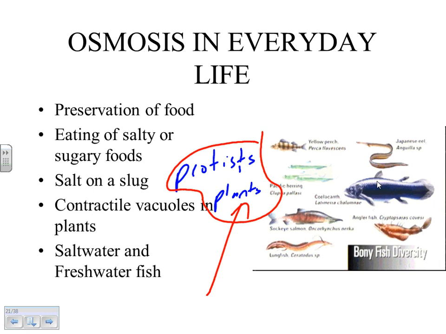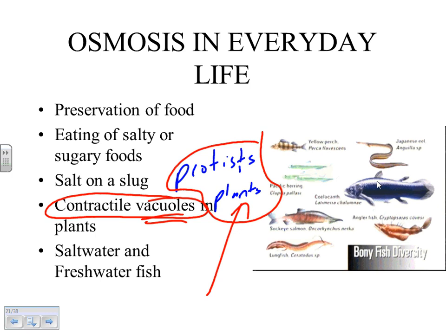To keep from bursting or to keep from having pressure problems, lots of protists and lots of plant cells have structures called contractile vacuoles. Now we know vacuoles store things, but these vacuoles not only store things, in this case water, they also act as pumps. They help to pump the excess water out of the cells of the protist or the plants.